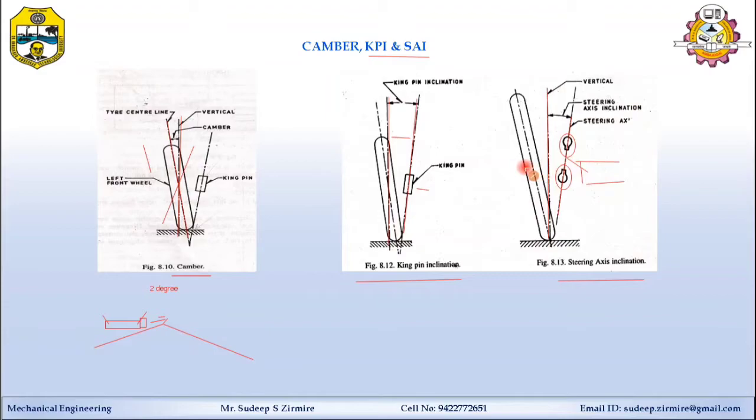KPI or SAI has a standard value of 7 to 8 degrees. It keeps the vehicle in the straight ahead position and provides direction stability also. After completion of a turn, the weight of the vehicle presses and returns the wheel to the straight track.